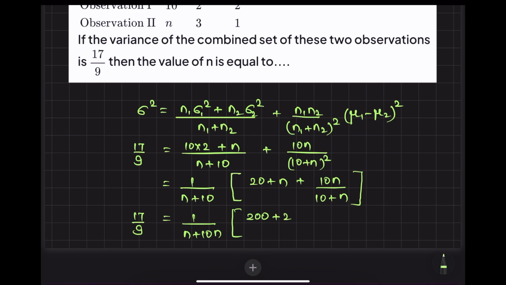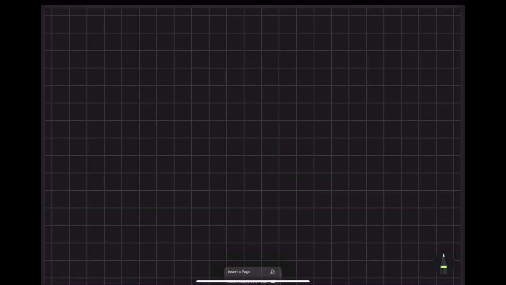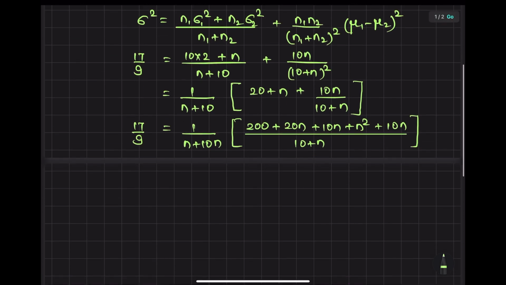200, 20n, not 20n, this is n. This is correct. 20n, then 10n, then n square, then 10n by 10 plus n. Okay, this labour you have to do. You cannot run away from this part.